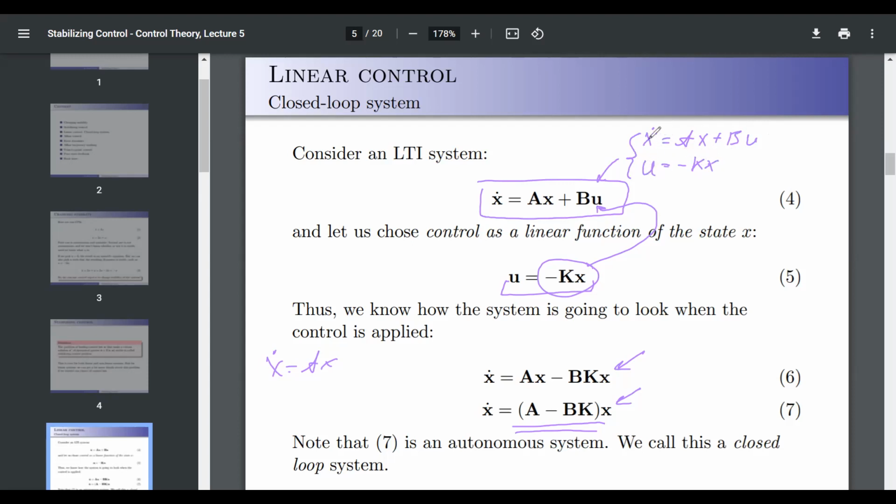You can see this is one equation, which tells you how x dot depends on u. This is another equation, which tells you how u depends on x. So you can decide to close the loop, like substitute this here. And that's why we call it a closed loop.